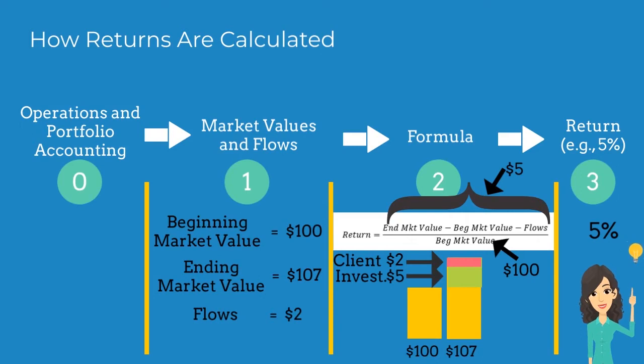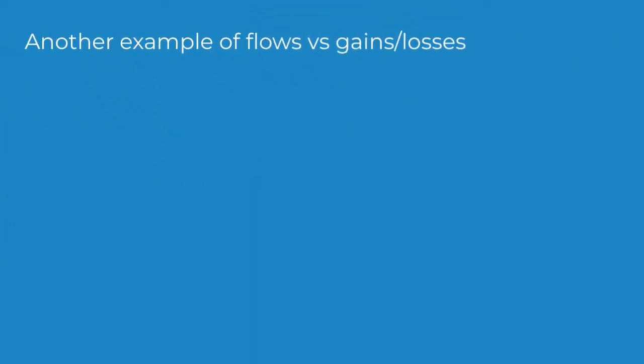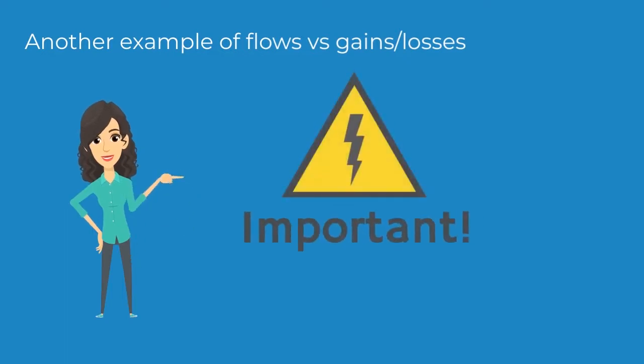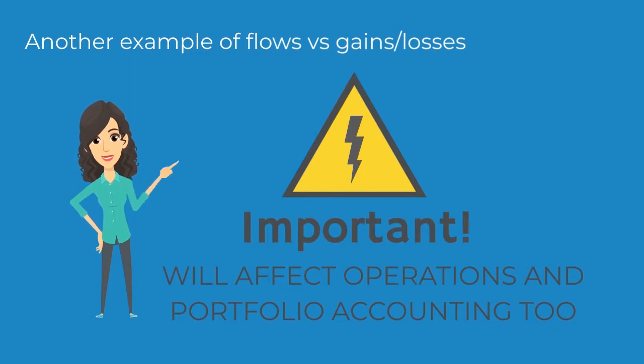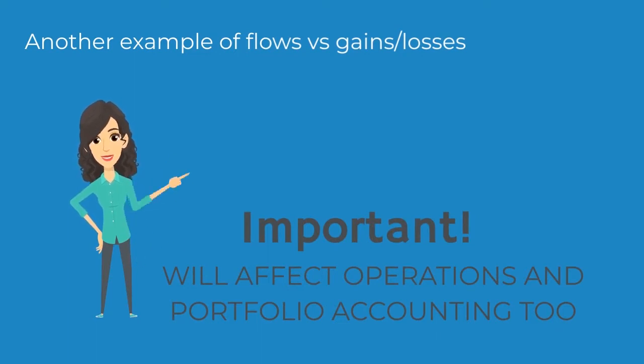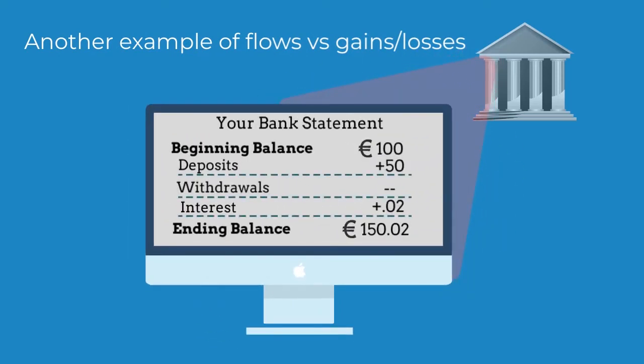Let me give you a completely different example to hammer home this point of client flows versus investment gains and losses, because it's an important one and it will come up again when we get to operations and portfolio accounting. Let's say you have a regular bank account. Here is your statement. You started the month with 100 euros in the account.